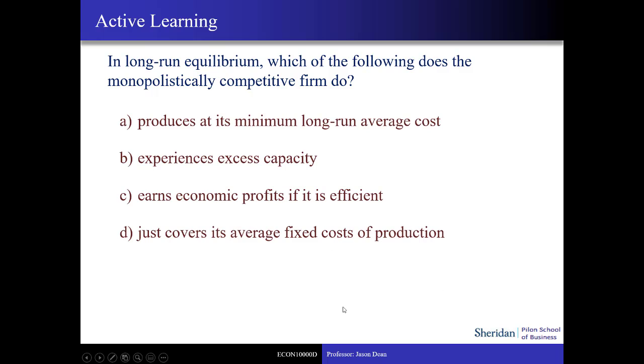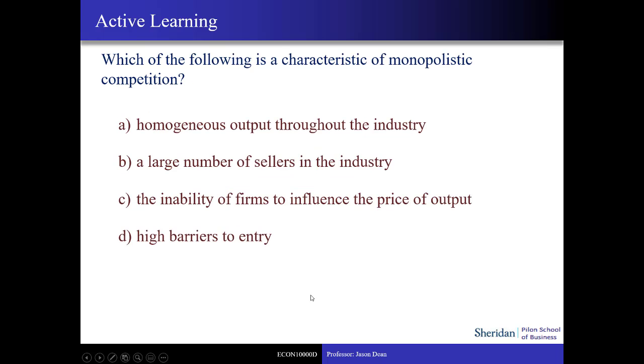Okay, so I'm back. Now, if you remember the one slide, when we were looking at the long run, we saw that it would experience excess capacity because it's not at its minimum average total cost. Next question, which of the following is a characteristic of monopolistic competition? Okay, so hit pause.